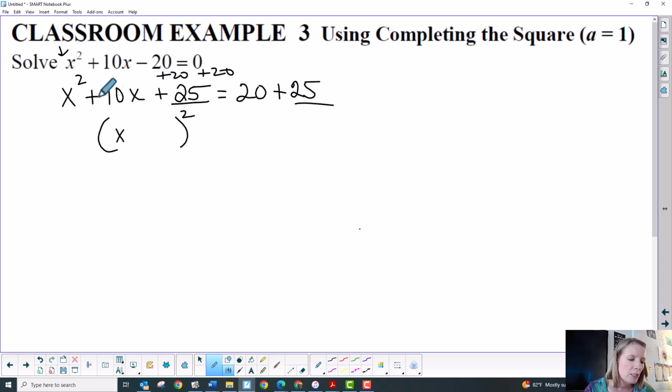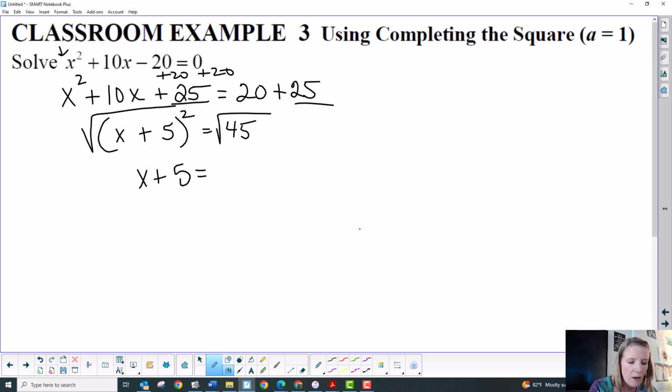If this is a plus, you bring down a plus. And then the number that goes here is half of 10. It's also the square root of 25. Equals 20 plus 25 is 45. Then you take the square root of both sides. We just solve it like we did the one just a minute ago.